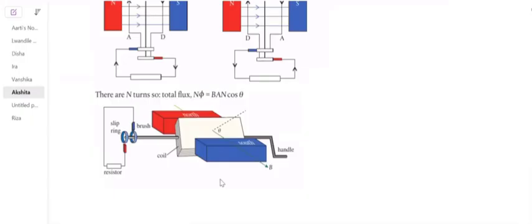I told you how it passes perpendicular. This is the one direction. This is the one direction. So whatever is passing at 90 degrees, that is cos theta.